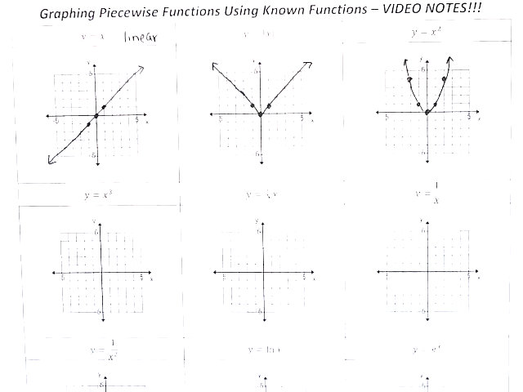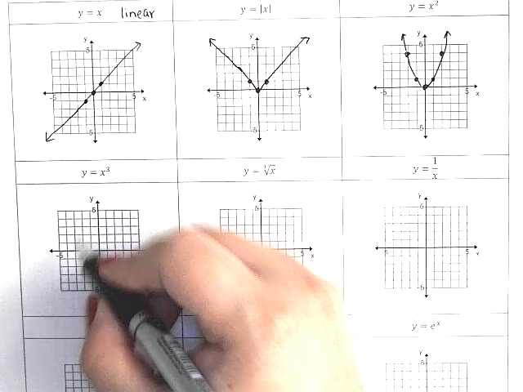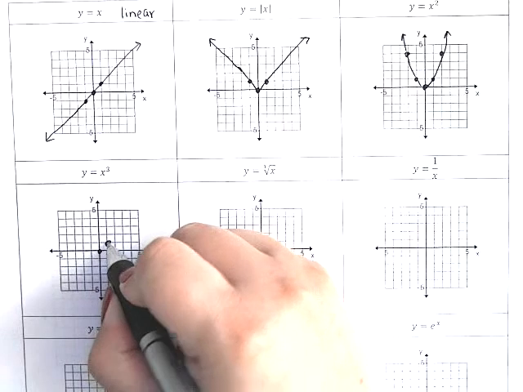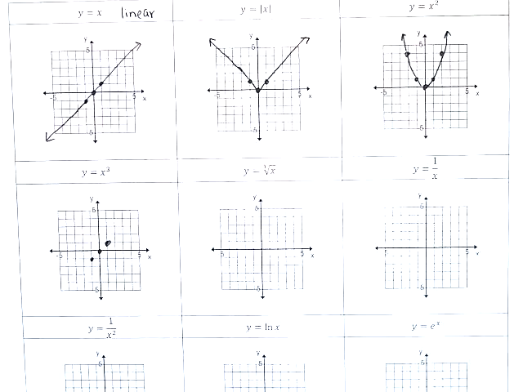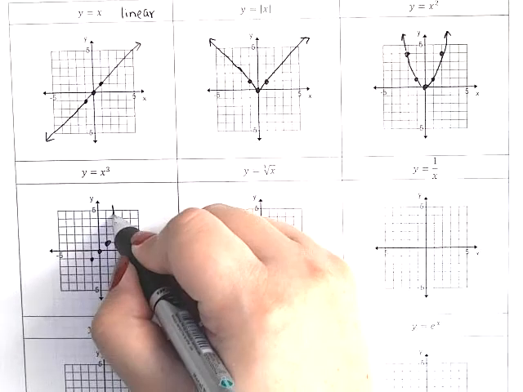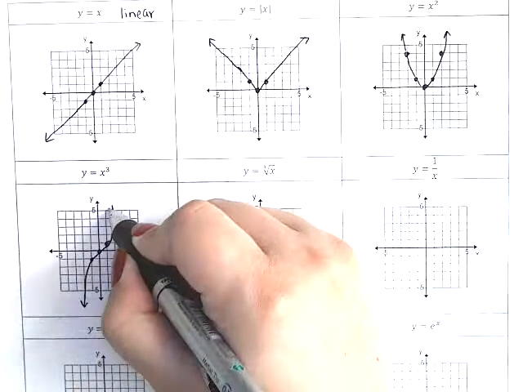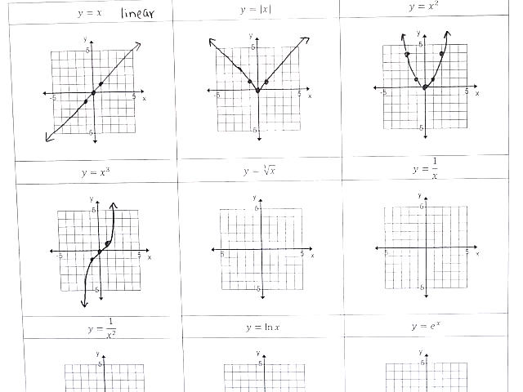Y equals x cubed starts similar to y equals x. We use 0, 0, 1, 1, and -1, -1. But instead of being a straight line, this is the one that curves down. Ms. Vasta refers to this one as the disco function because it looks like somebody doing the disco.